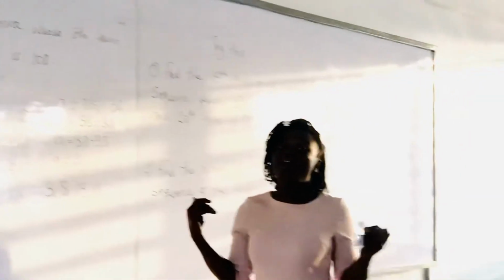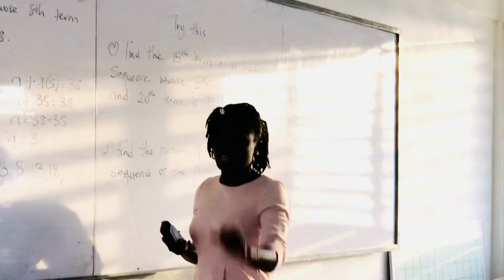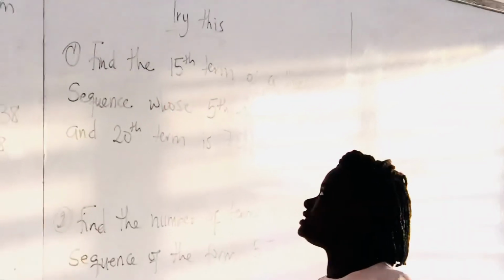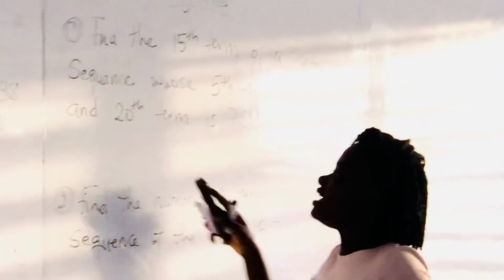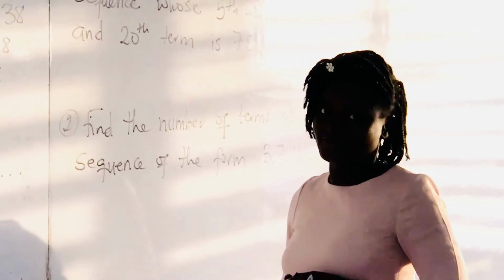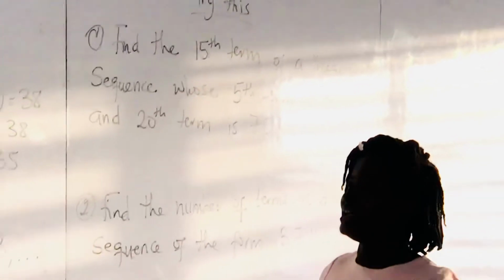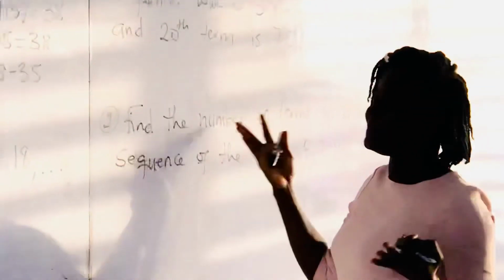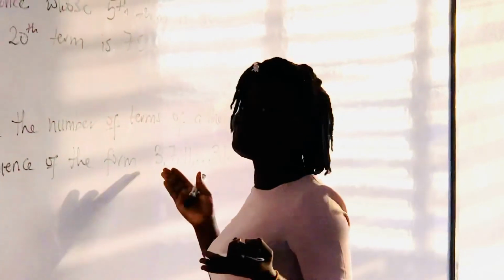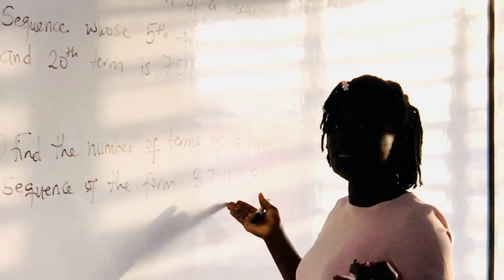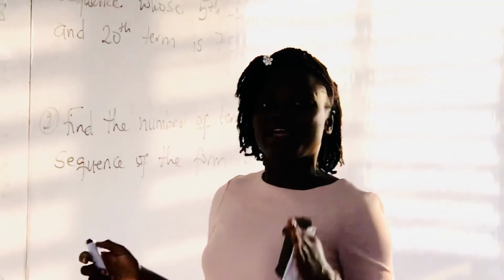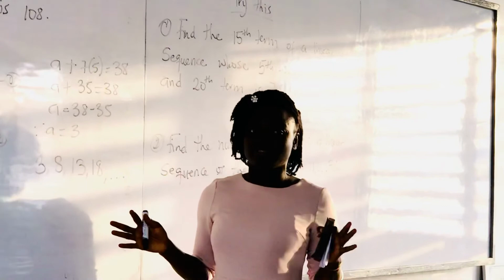Then I have some try questions for you, which is find the 15th term of a linear sequence whose 5th term is 30 and 20th term is 75. Then the second one is find the number of terms of a linear sequence of the form 3, 7, 11, 31. So in this case, the last number has been given to us.